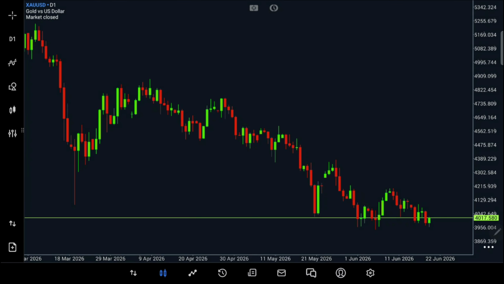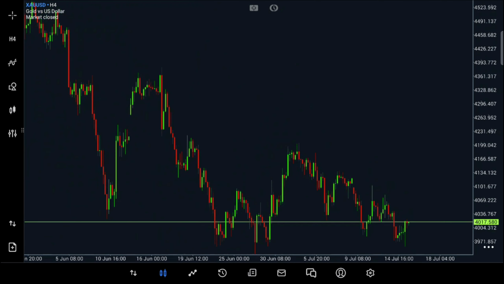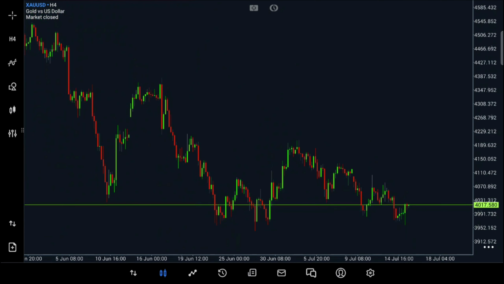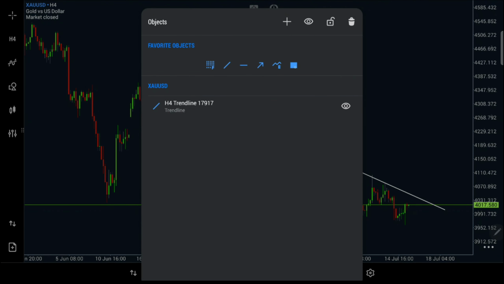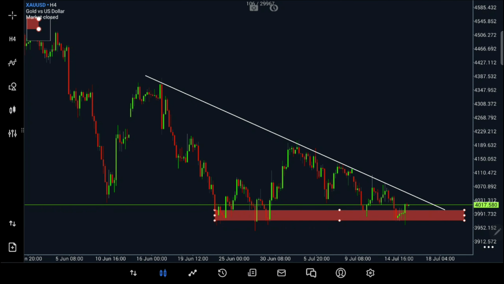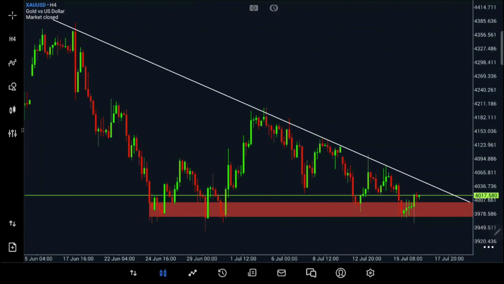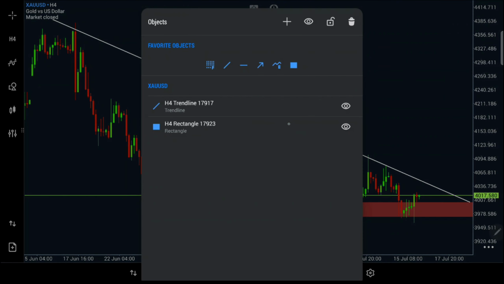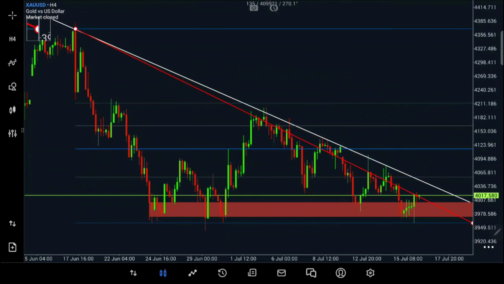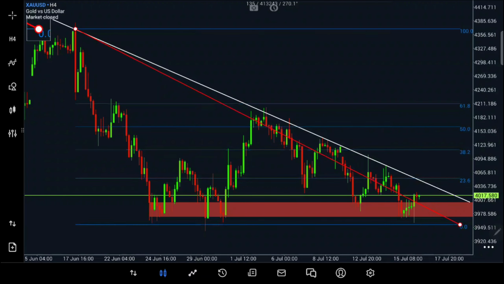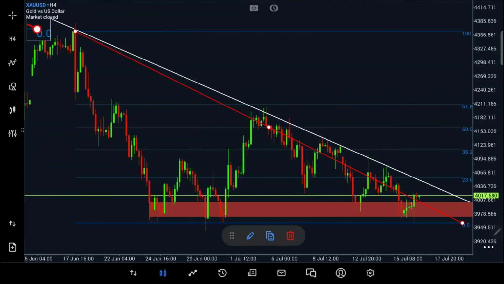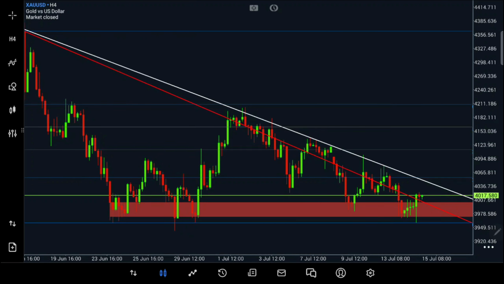Now let's dive into the technical section, and we will find our entry on the H4 time frame. As you can see there, if I draw a trend line on the daily time frame and a support zone, most likely that is our current support area. And if I want to overconfirm with the Fibonacci retracement zone, as you can see there, that is our trend line zone.